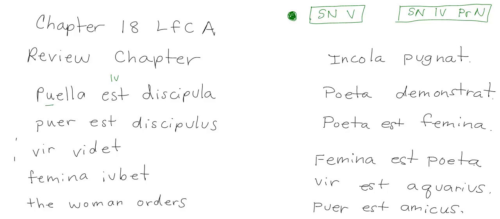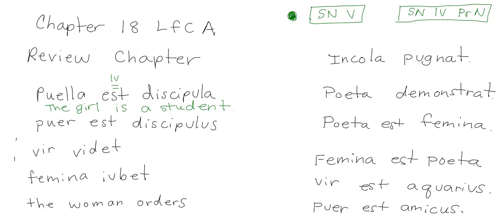Puella, the girl, and est is our linking verb. Look how slow it's writing today. The girl, est is, and discipula, a student. So there we go. We have set it up with the subject noun girl equals this noun student. And so it's going to match.